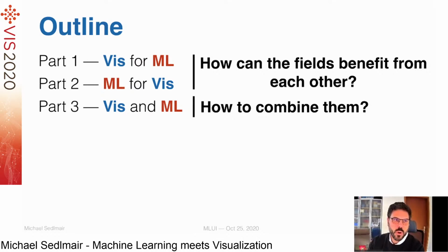So in part 1 and 2, I will first talk about VIS for ML, and then ML for VIS, and mostly a report from our own experiences in these areas. And in part 3, I want to be a little more forward looking and talk about the holy grail for me, which is VIS and machine learning combined together, focusing more on the challenges that I see ahead, and that I hope this workshop can also contribute to.